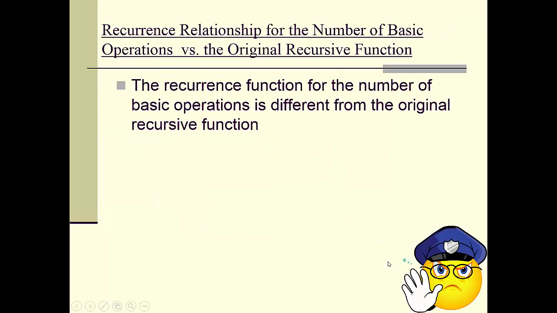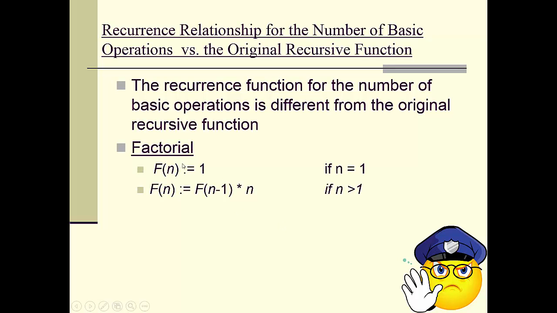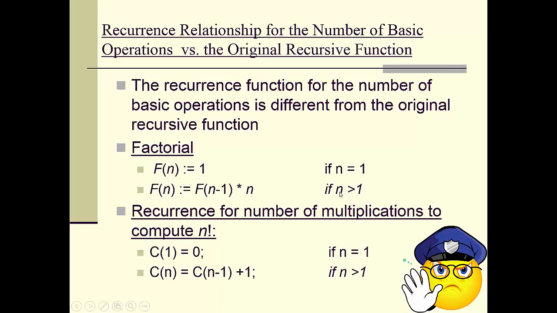It's very important to differentiate between the recurrence function and the recursive functions, and then the recurrence relationship between C of n and C of n minus 1. If you look at factorial, this recursive function gives me f of n is equal to 1 if n is equal to 1, while f of n is f of n minus 1 times n for any n bigger than 1. However, the recurrence relationship is the following: C of 1 is equal to 0 and C of n is C of n minus 1 plus 1 for the general case.